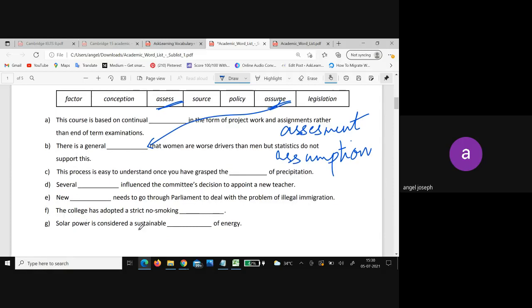Okay, so I've got 1 2 3 4 5 more sentences. Let me give you 5 minutes crisply. It's 3:30, 5 more minutes you have. I would like you to try this out. This process is easy to understand once you have grasped the dash of precipitation. Several dash influenced the committee's decision to appoint a new teacher. Go through this. I would like all of you to try this out.